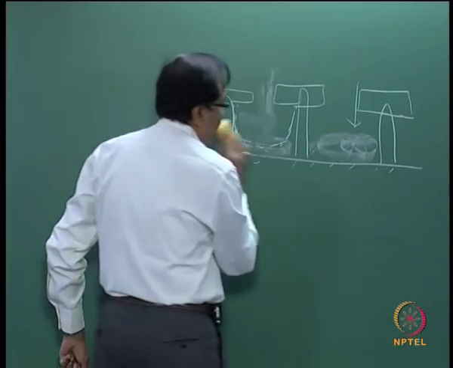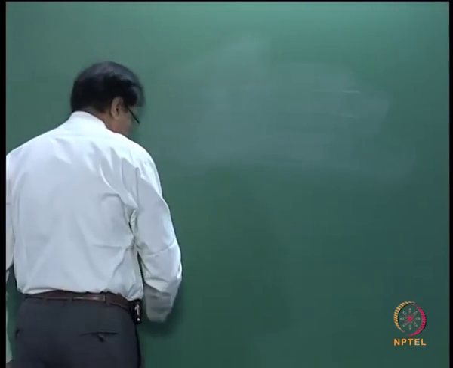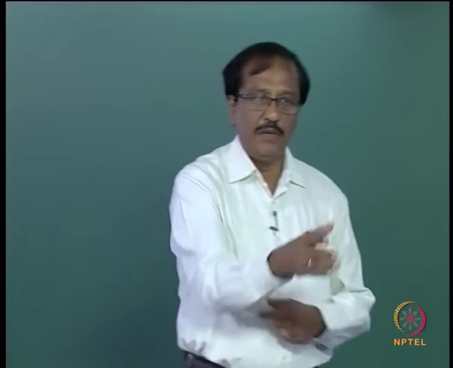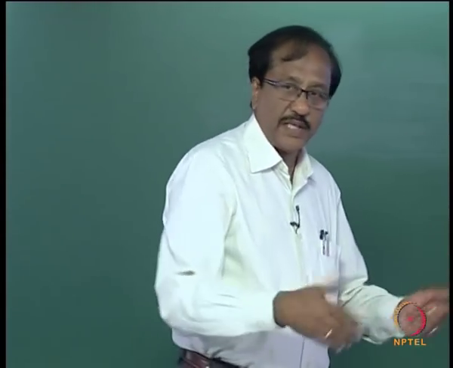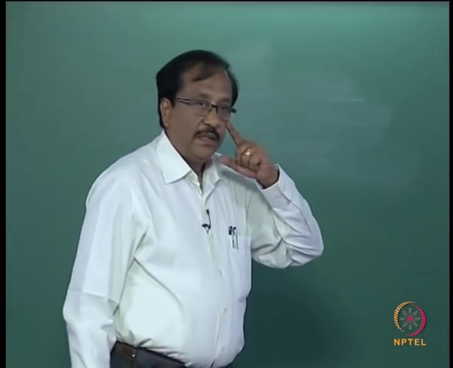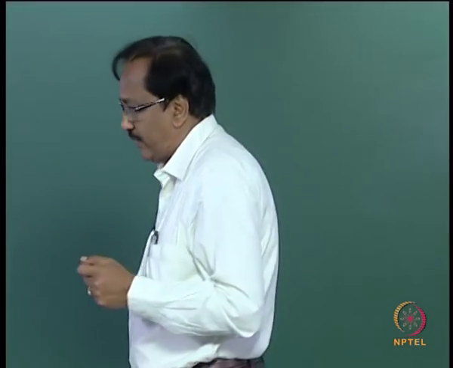Okay. So in that way, the shape of the groins also plays an important role. For example, here you see the different shapes. This, of course, we have already seen. You can have something like this, or like this, or an L shape, or the Y shape, or the Z type. But among all these, the T groin has been widely used. Whenever you don't have a groin with just one arm, like the straight groin, the other kinds of groins together can be referred to as composite groins. Later we will have a slide clearly mentioning the advantages of having composite groins.